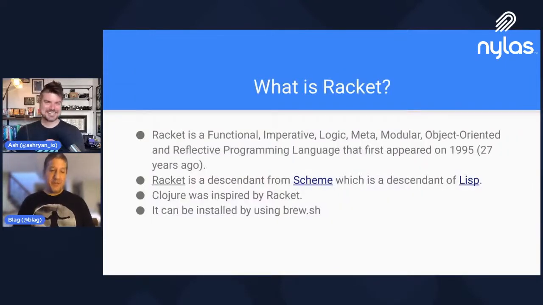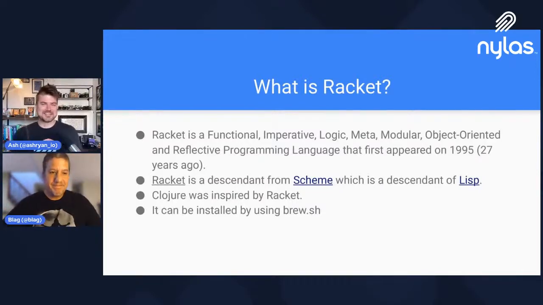Yeah. So Racket, it's a functional, imperative, logic, meta, modular, object-oriented, and reflective programming language. So it's kind of like a multi-paradigm. And it appeared in 1995, which is 27 years ago. And Racket is a descendant from Scheme, which is a descendant from Lisp. So it's kind of like in the Lisp family of languages. And Racket actually inspired Clojure. So you see, we have all those languages that share mostly the love for parentheses. And it can be installed using brew as always.